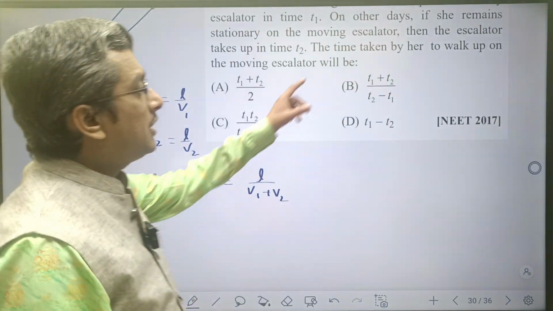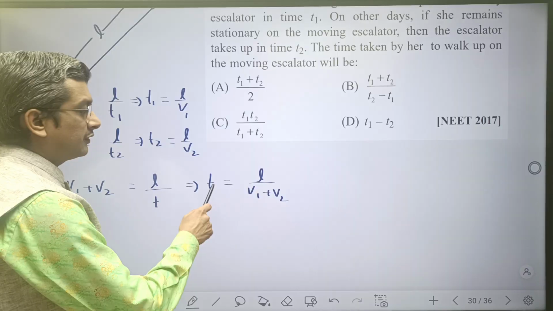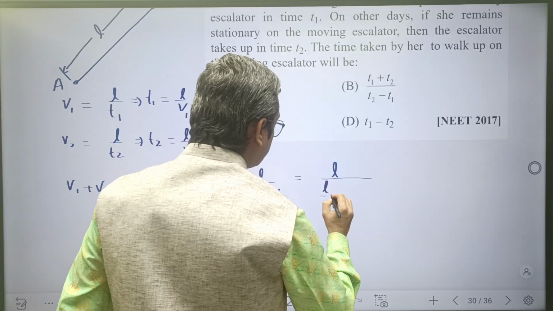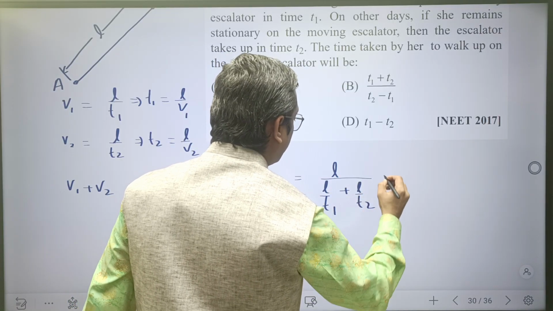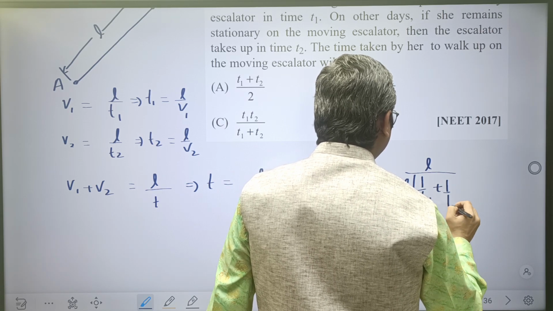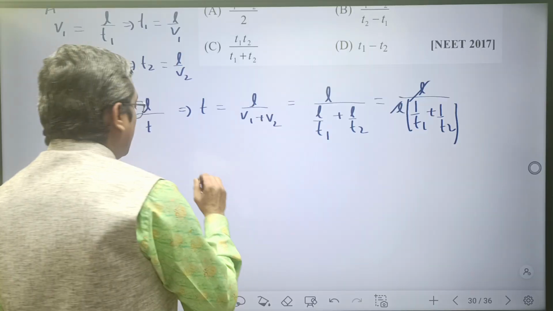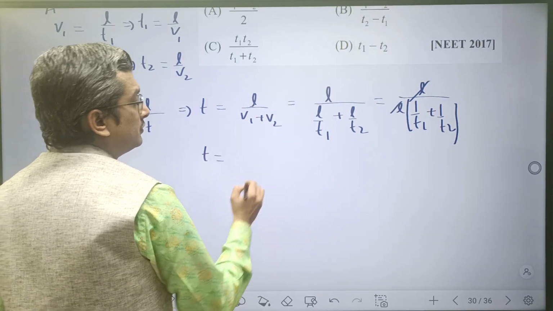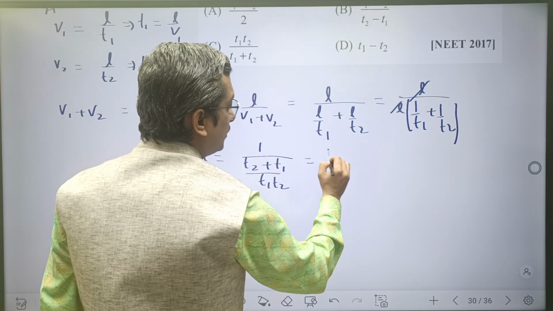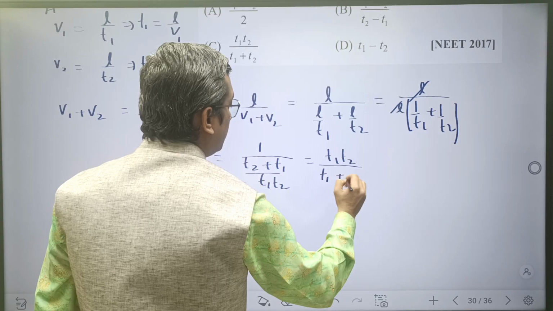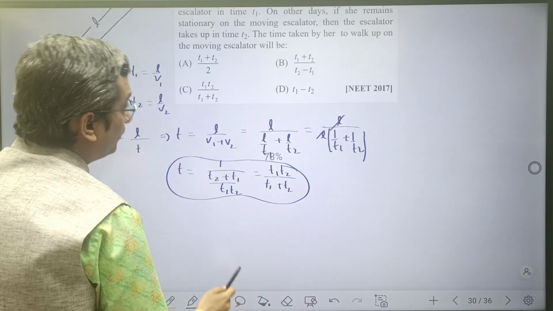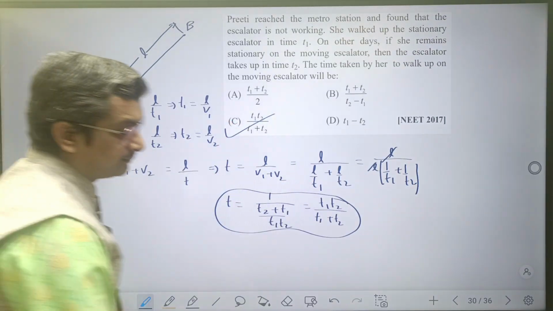So we have to find the time taken by her to walk up the moving escalator, and this time is t. So this is L. Now what is v1 from here? L by t1. What is v2? L by t2. So if I take L as common, here L times 1 by t1 plus 1 by t2. So L gets cancelled, and t is equal to 1 over (t1 plus t2) by t1 t2, which is t1 t2 by t1 plus t2. So this is the answer, dear students, isn't it? So t1 t2 by t1 plus t2. This is the answer, that is option C.